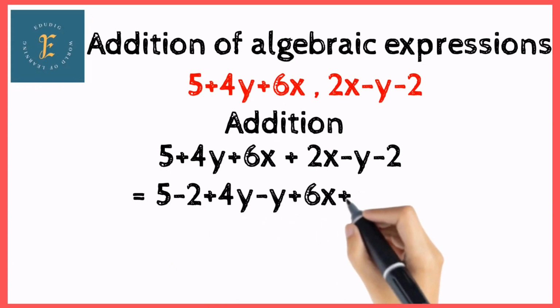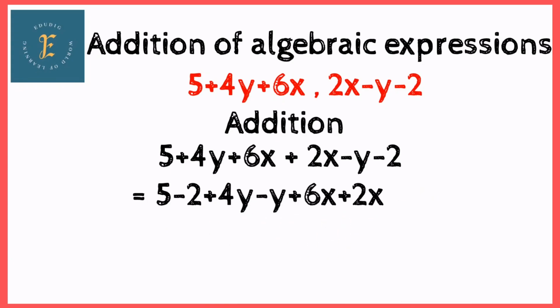Like 5 minus 2. 5 and minus 2 are constants, so we will write them together. Then 4y minus y are like terms, we will write them together. And 6x plus 2x are like terms, so we will write them together. Then we will calculate the value. Like 5 minus 2, easily we can write 3.